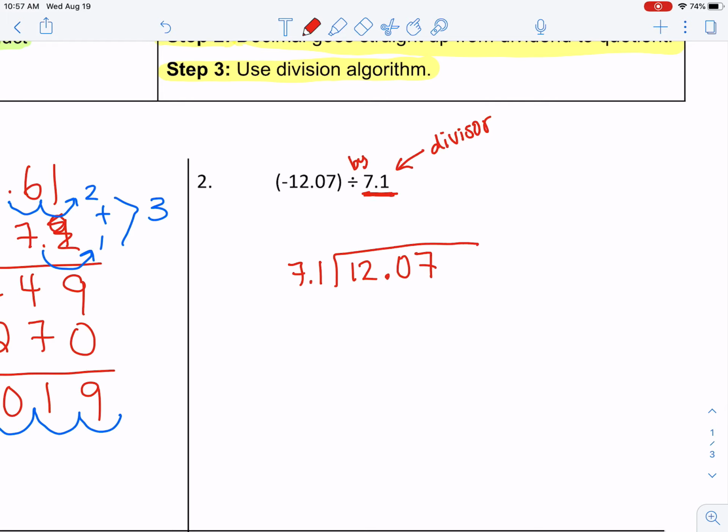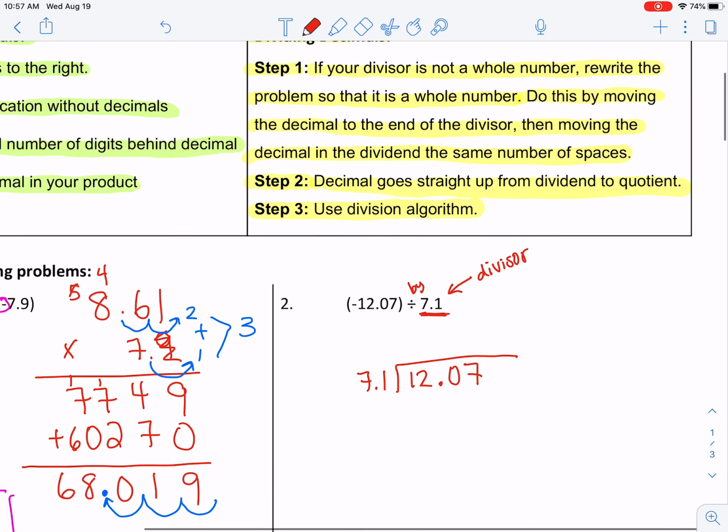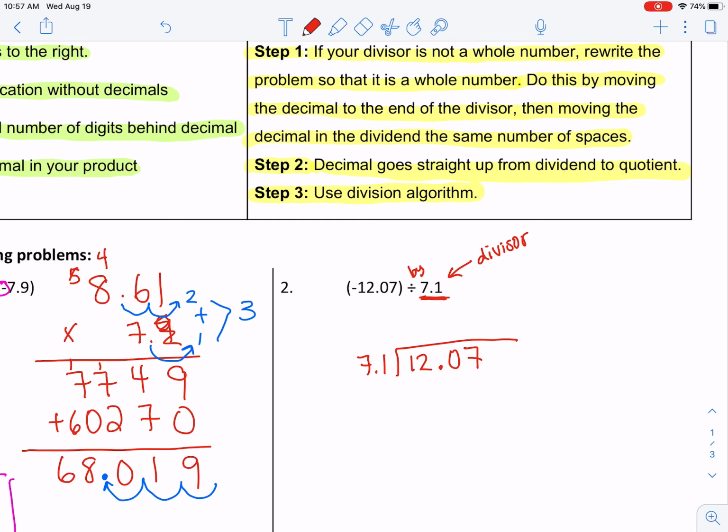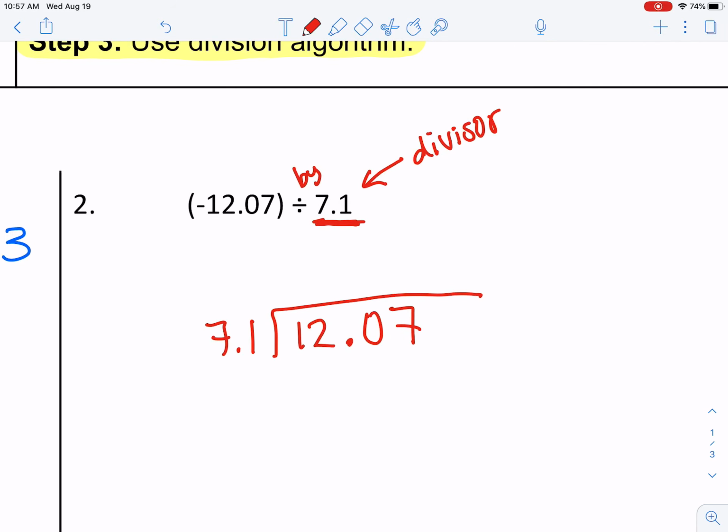Now we're going to use our steps to do this. Our first step was making sure that your divisor did not have a decimal point. It looks like we do, so we have to move it all the way to the right so that we can make it a whole number. We just moved it once, so we have to move the decimal in the dividend the exact same number of times. Now we can X that out, or erase it, it does not matter how you do it. Now it's actually saying 120.7 divided by 71. That's how we made that 7.1 into a whole number. So let's start our division.